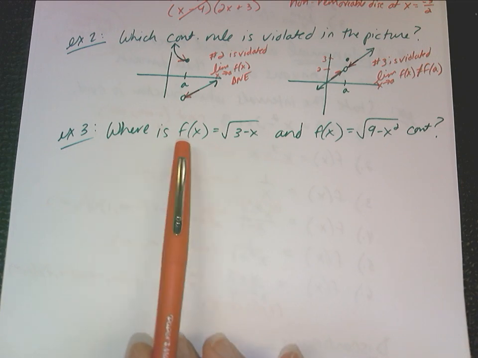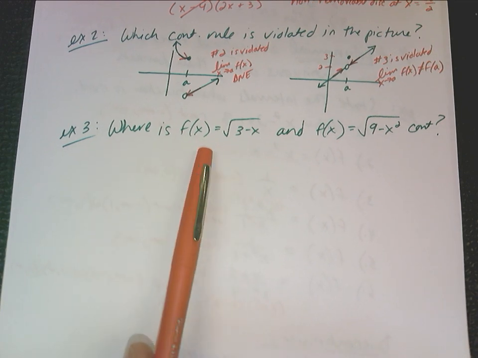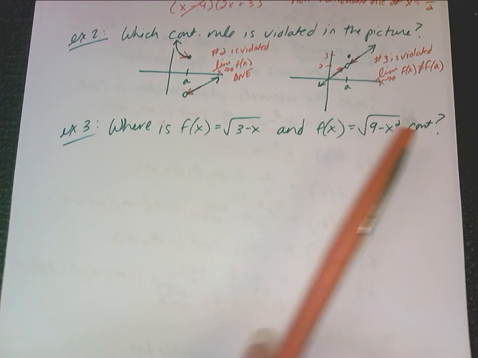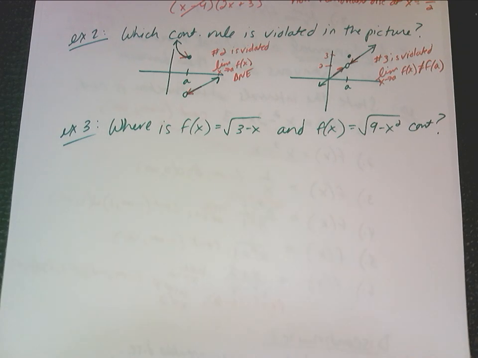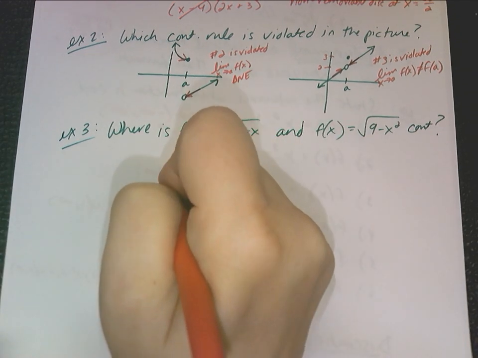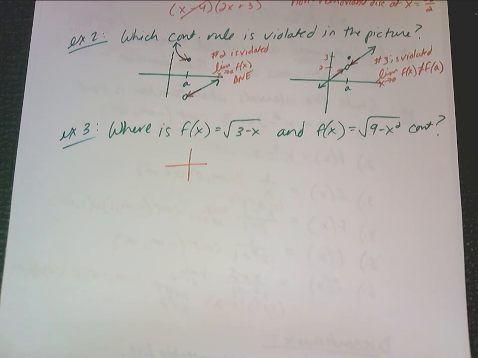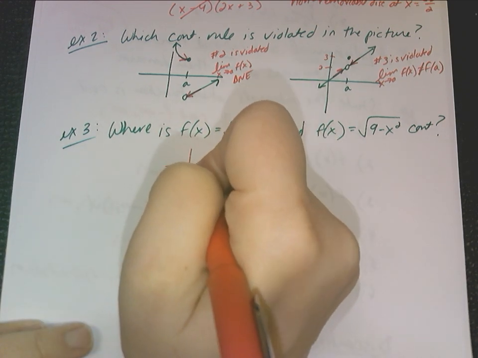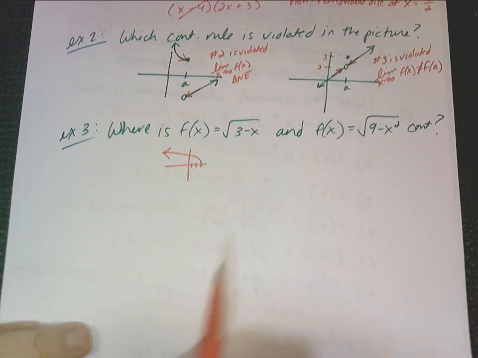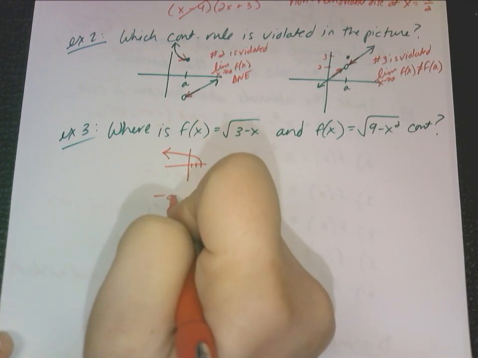Where is this function and this function continuous? So these are 2 problems in one. Again, you should remember from your pre-calc days what this looks like. This is a square root function, except it's negative x plus 3. So it's going to go this way. It shifted and went that way. So yes, you would put this in your calculator. Could you tell me where this is continuous? You would say from negative infinity up to 3.